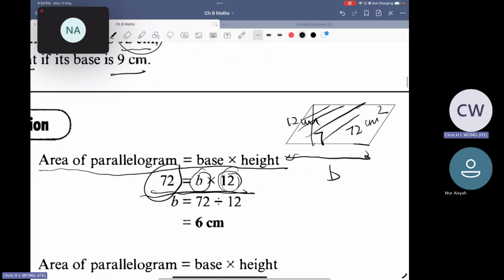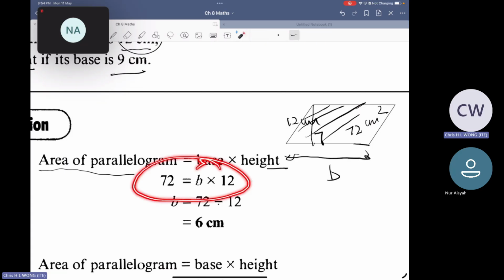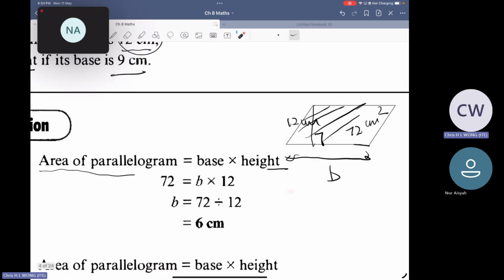But if you look at this, you see, 72 equals B times 12. How do you solve this? You have already learned cross multiply, right? You want the B to be alone, you bring over the 12, isn't it? Right? So if I write it down, 72 equals B times 12. This is the same as over 1. Same, right? Same, isn't it?